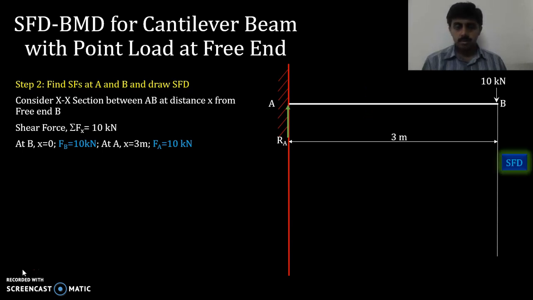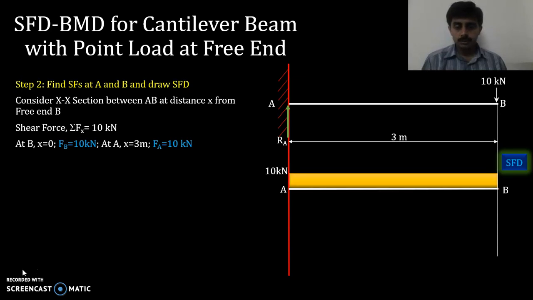Let us draw the shear force diagram now. Let me draw the A and B points, reference points. Let me represent the beam AB, 10 kilonewton positive. So I need to draw that above the AB beam, since it's a positive value. I can represent it like this. Let us draw the bending moment diagram.